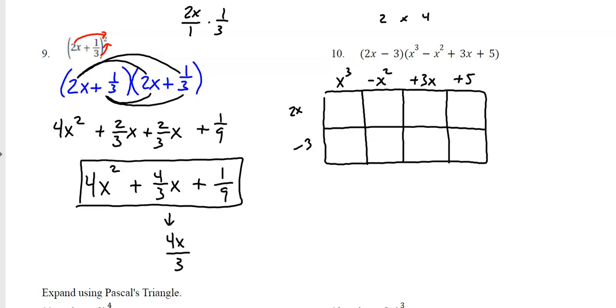And now we're just going to multiply every row by every column. So this is 2x to the 4th, negative 2x to the 3rd, positive 6x squared, positive 10x. Next row, negative 3 times x to the third, that's negative 3x to the third. And this is going to be a positive 3x squared. This is going to be a negative 9x and a negative 15.